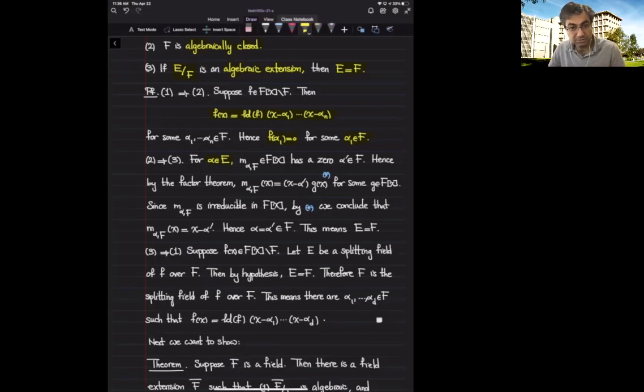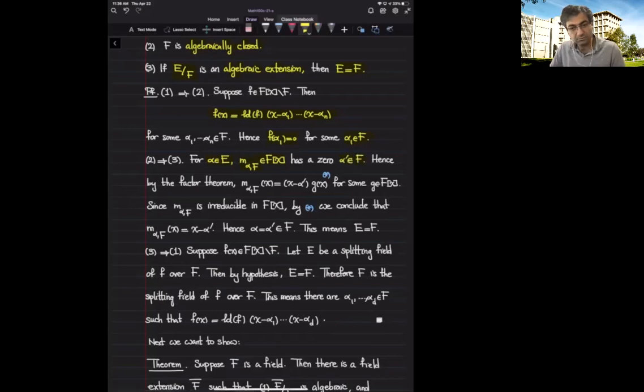As soon as I show it is of degree 1, that implies that alpha is indeed inside F. So I'm going to look at the minimal polynomial of alpha. We do know that this is an irreducible polynomial in F[X]. But on the other hand, by our assumption, because capital F is algebraically closed, every non-constant polynomial has a 0 inside F. So this minimal polynomial of alpha has a 0, let's call it alpha prime, inside F.